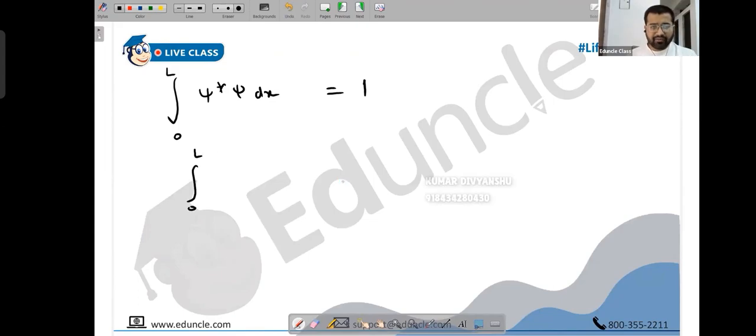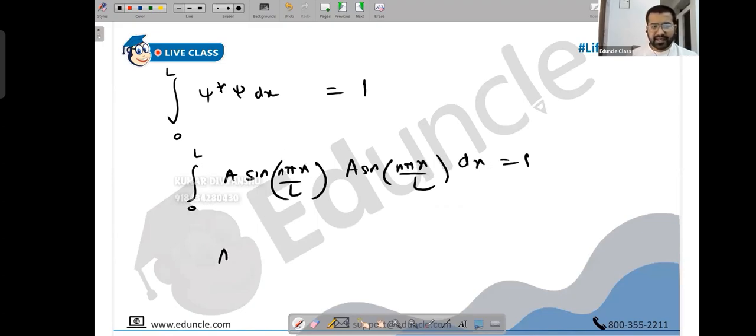Substitute. Luckily, this is not a complex function. It's a real function, so the conjugate remains as it is. The conjugate of A sin n pi x by L remains A sin n pi x by L. So A into A, being a constant, can go outside as A square. A can be a complex number, no? A can be anything, by the way. So we have sin square of n pi x by L.